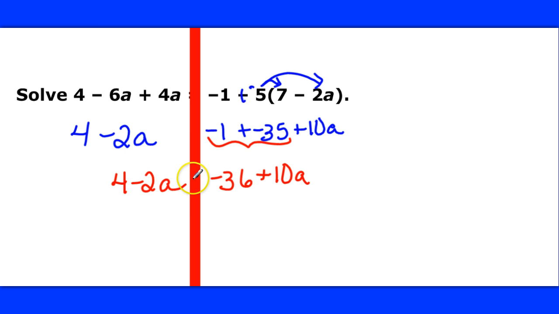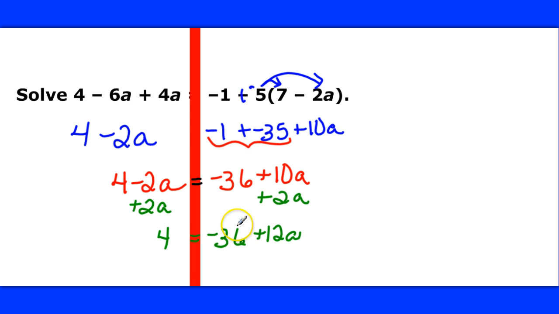Okay, your equal sign's right here. That was all step number 1. Step number 2, get the a's on the same side. I would really like a positive number in front of my a, so it would be best if I add 2a to both sides, and that's going to give me 4 is equal to negative 36 plus 12a. 10a plus 2a is 12a.